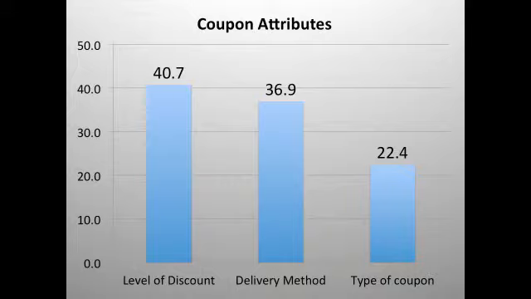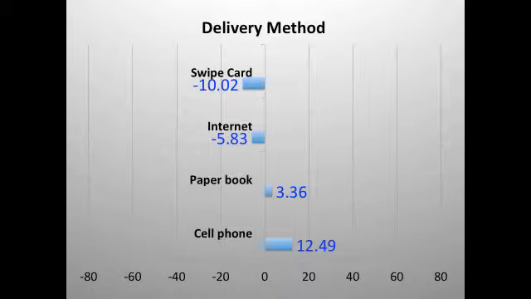So customers value level of discount as the highest coupon attribute, and they value type of coupon as the least important coupon attribute. Okay, now we have delivery methods. So assume 0 as the average. Any negative number is below average, and if it's a positive number, it's above average.